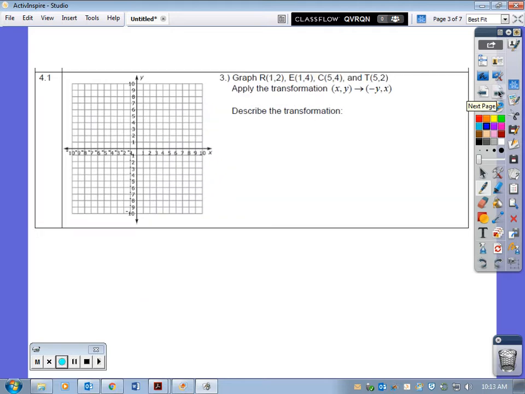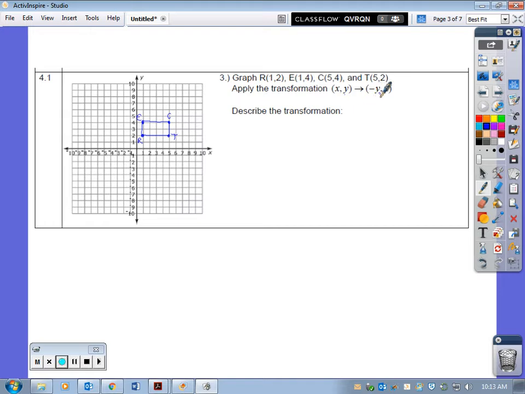Okay, we have another one to do, so we're going to graph R, 1, 2, E, 1, 4, C, 5, 4, and T, 5, 2. So RECT, which happens to be a rectangle. Okay. And then we are going to apply the transformation from x, y to negative y, x.